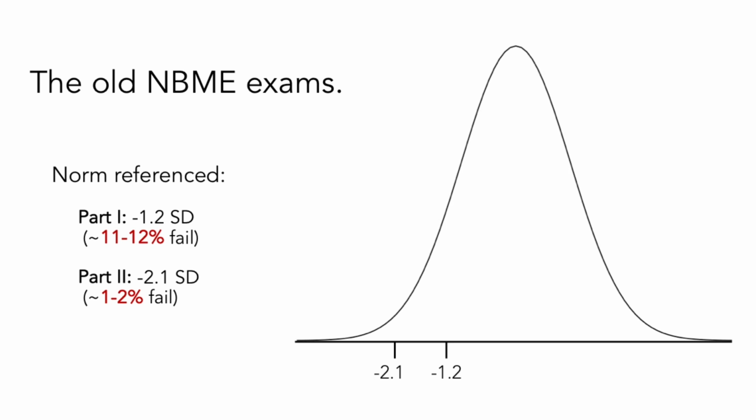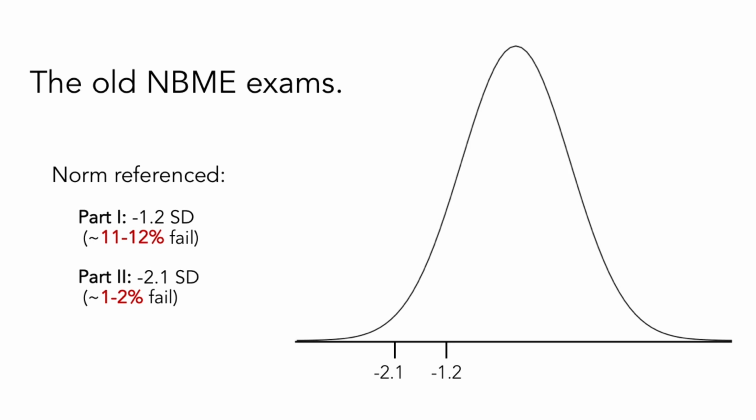For part two, there was a more lenient standard. As long as you were above the bottom 1 or 2% of examinees, you would pass the exam. The passing standard was set at 2.1 standard deviations below the mean. And as you may start to suspect, there's a real problem that happens when you use a norm referenced test, because it means that a fixed proportion of examinees fail every year, regardless of how well the group did.